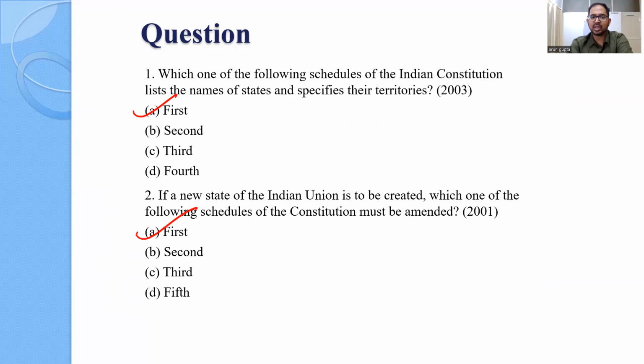So this was all about Union and its territories. In the previous section, we have completed 4 chapters. This was the 5th chapter.